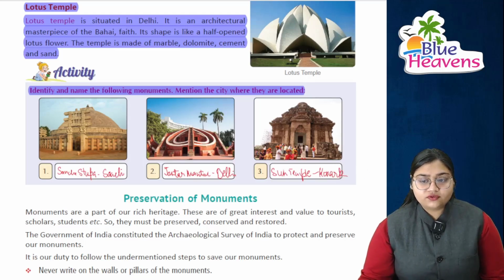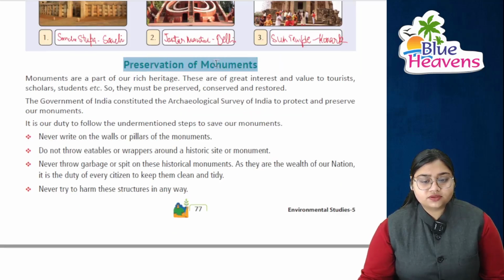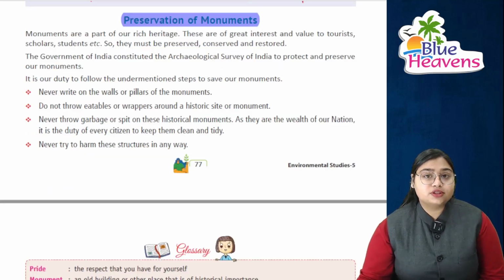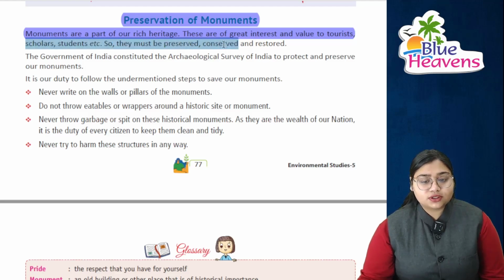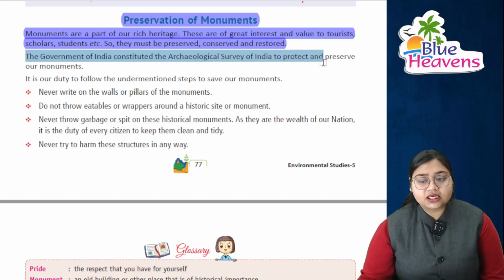Now moving forward to the preservation of monuments. Monuments की preservation कैसे होती है? Monuments जो है वो part है एक rich heritage का. These are of great interest and value to tourists, scholars, students, etc. So they must be preserved, conserved and restored. Now जो government होती है इंडिया की वो constitute करती है Archaeological Survey of India ताकि वो protect और preserve कर सके हमारे monuments को.